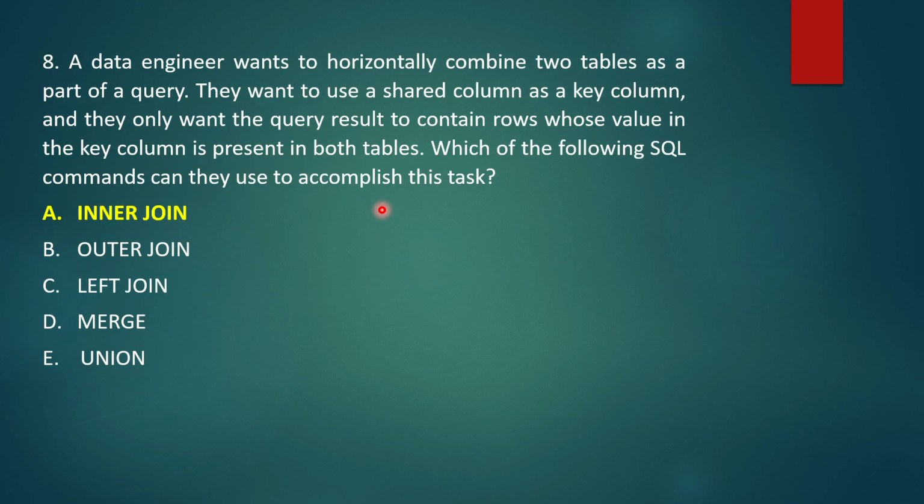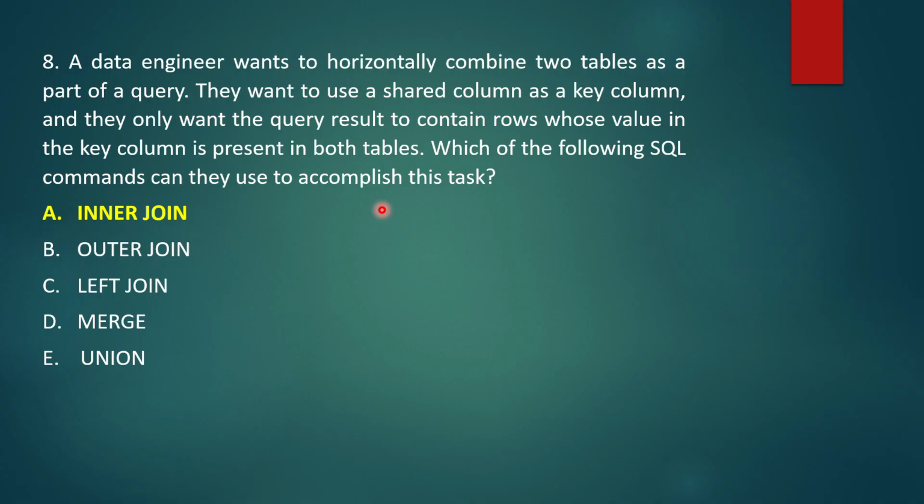Next question. A data engineer wants to horizontally combine two tables as a part of a query. They want to use the shared column as a key column, and they only want the query result to contain rows whose value in the key column is present in both the tables. Which of the following SQL commands can they use to accomplish this task?